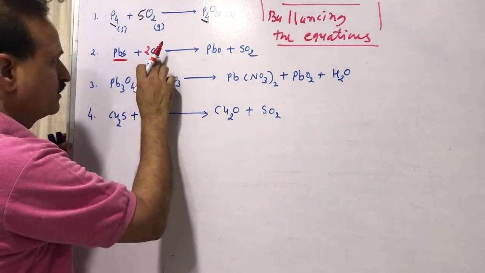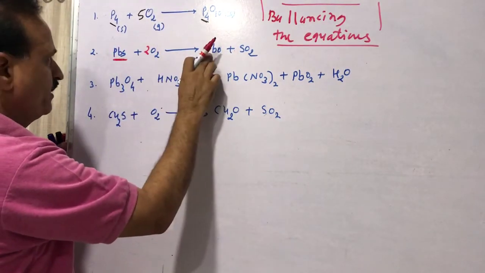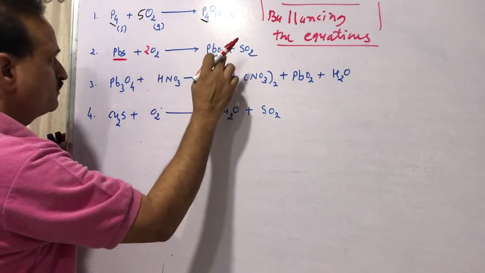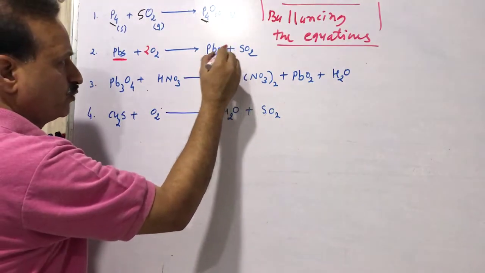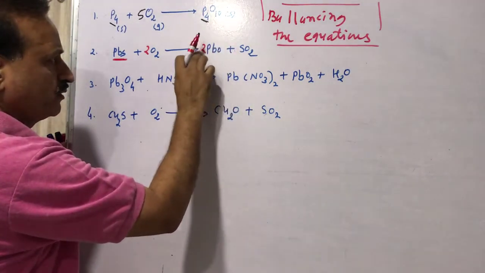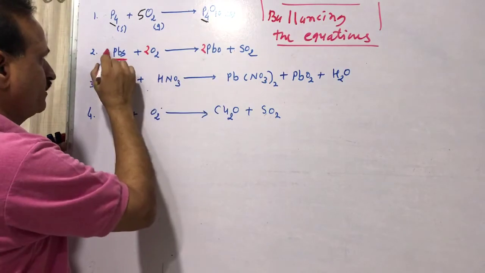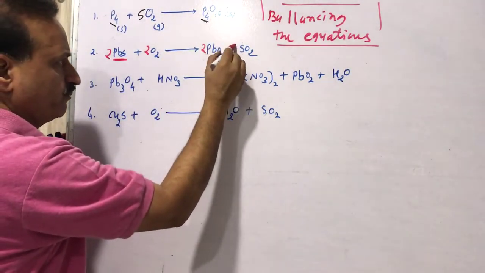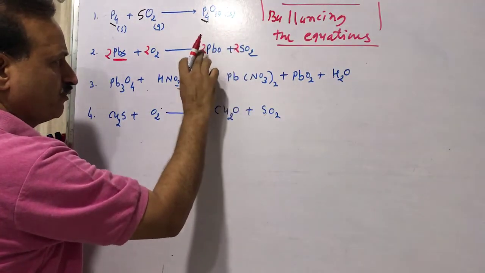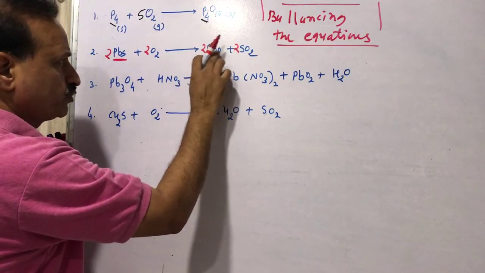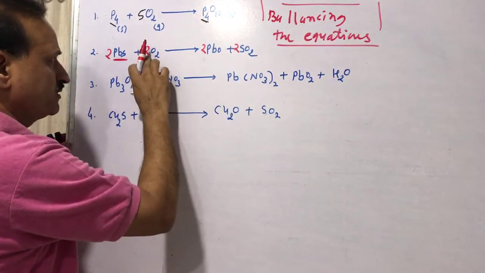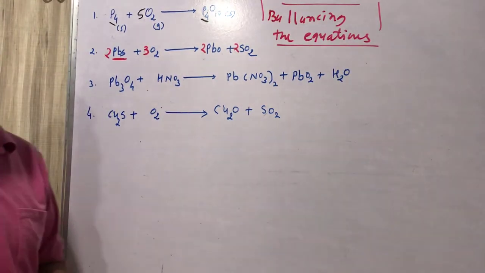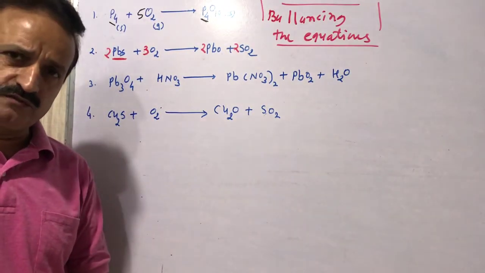Then it is 4. Then Pb 1, S is 1, S is 1, O is 4. We must put 2 over here. If here there will be 2 Pb, then there will be 2 Pb. S will be 2; here S is 1, put 2 over here, S is 2. But oxygen, how much? 2 and 4, 6. Here oxygen is 4, so we must put 3 over here. Now it is balanced. Error and correction.